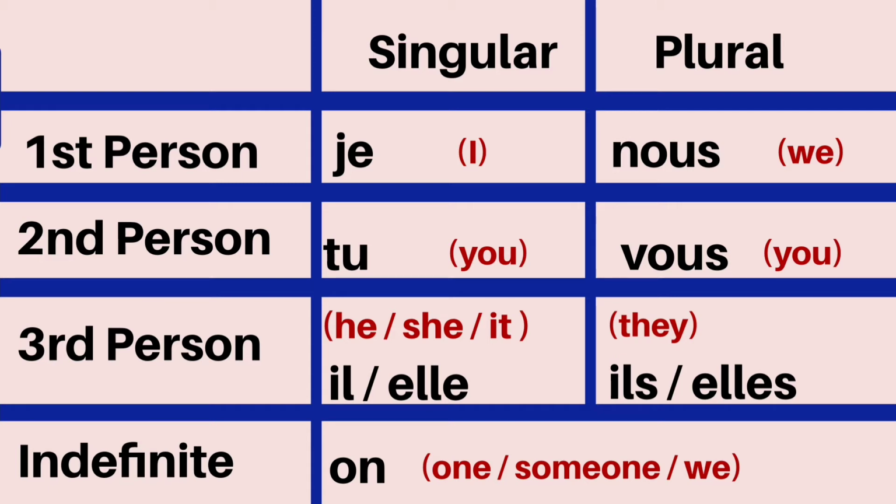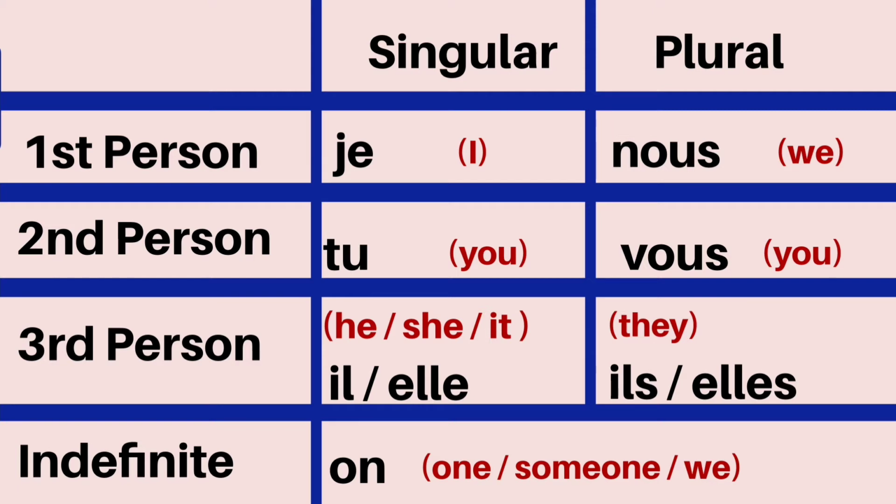So, for first person singular, in English is I, in French we say je. Second person singular is you in English, in French is tu. For third person, which is he and she, in English we have il, which means he, elle, which means she.